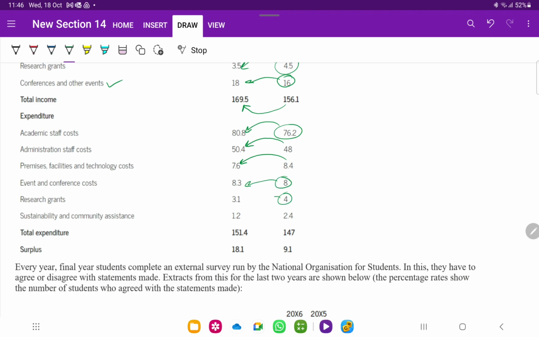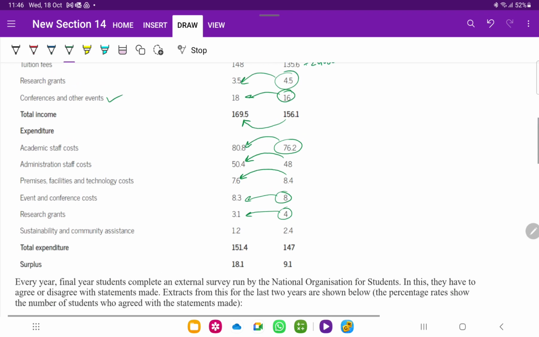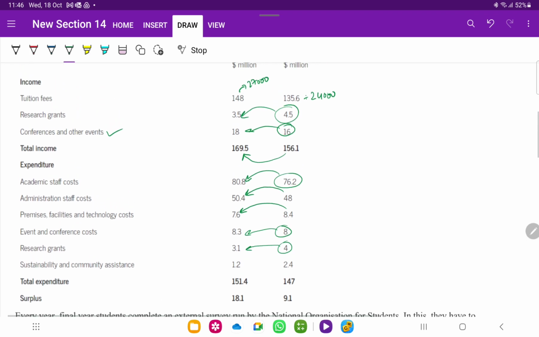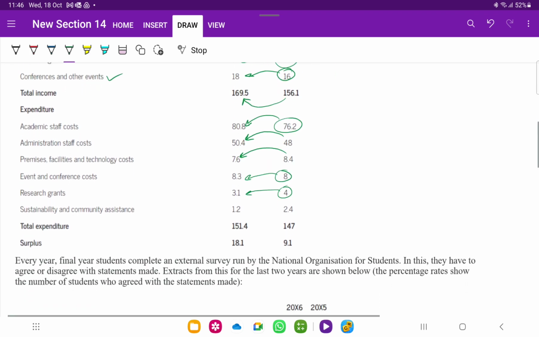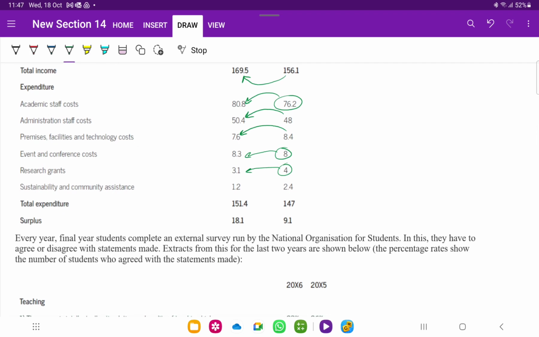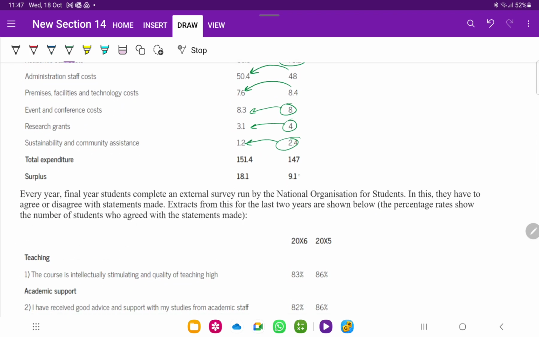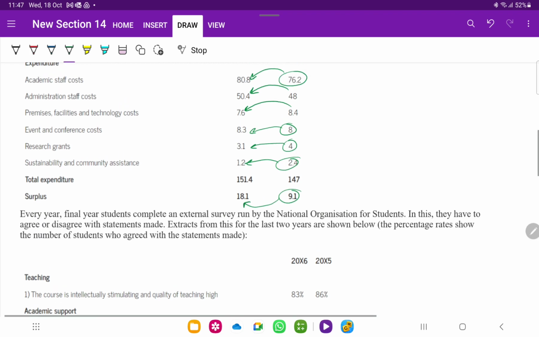Expenditure on research grants is quite high, but the revenue from research grants is quite low. And sustainability and community assistance is 2.4 compared with 12, so there's an increase. Overall surplus has increased from 9.1 to 18.1.